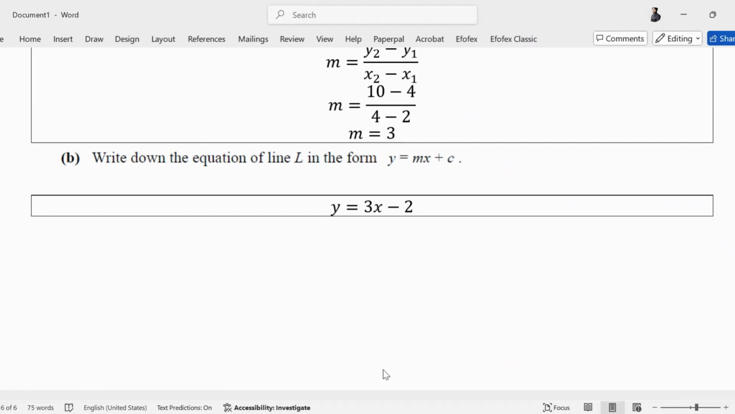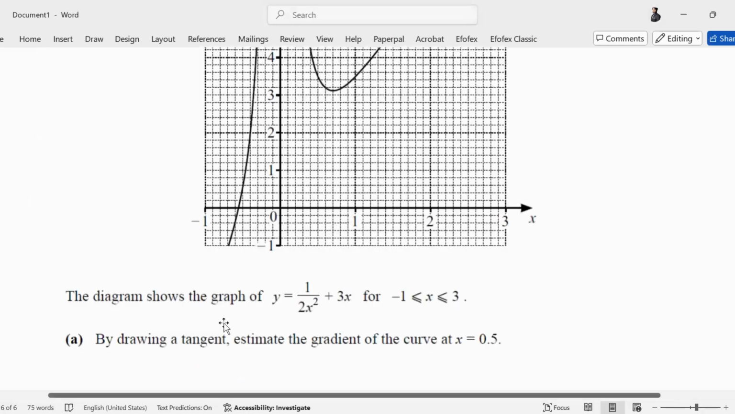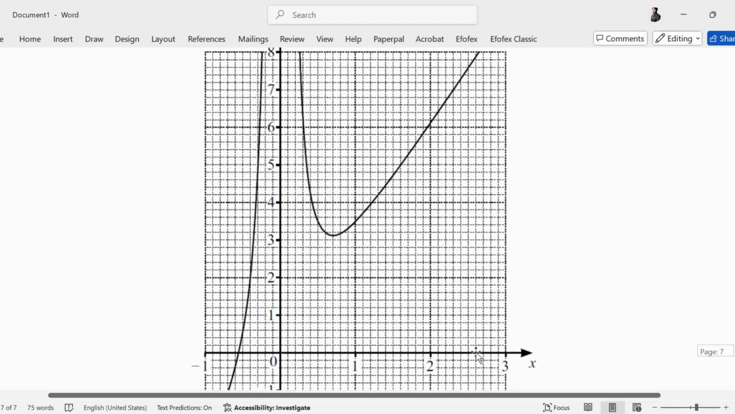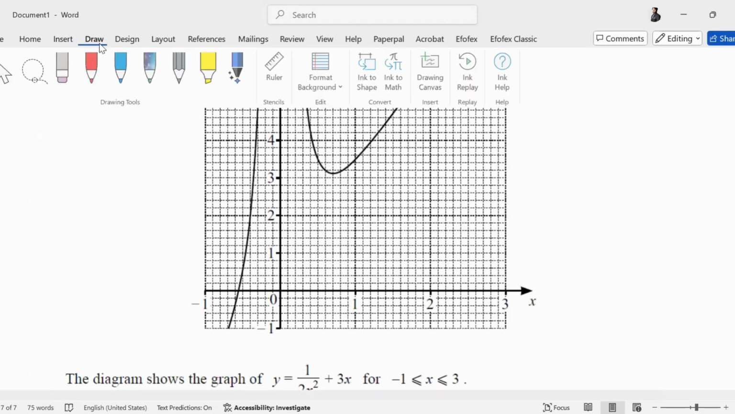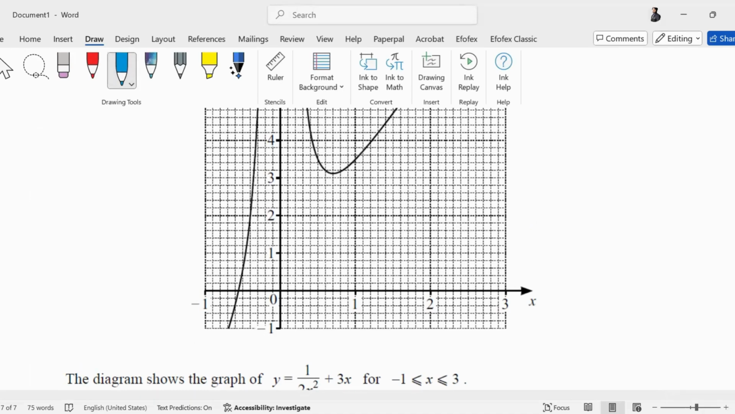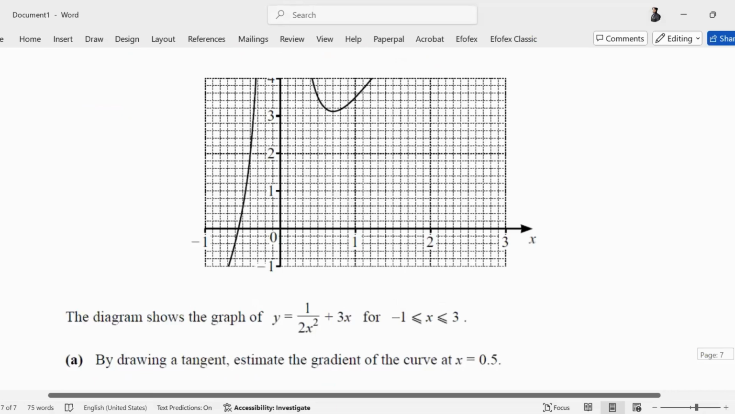Moving on to question number 17. In the first part, the question says it is a graph of y equals 1 upon 2 x squared plus 3x from -1 to 3. By drawing a tangent, estimate the gradient of the curve at x equals 0.5. Now where x is 0.5, I need to draw a tangent. A tangent is a line that just touches a curve at one particular instance.